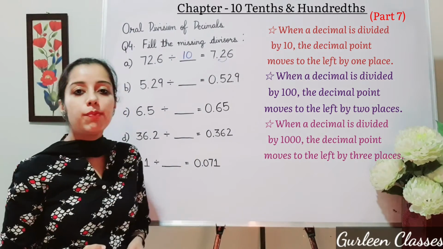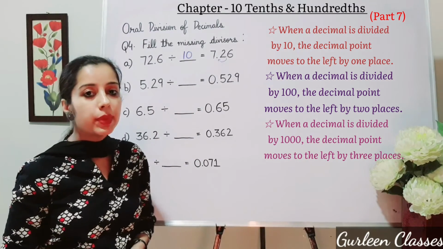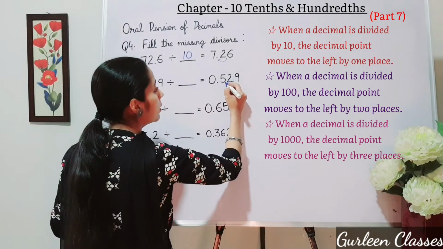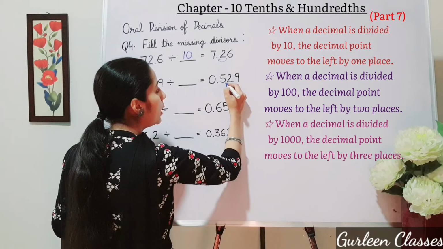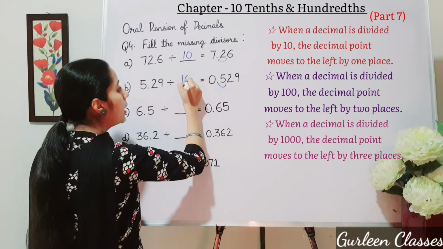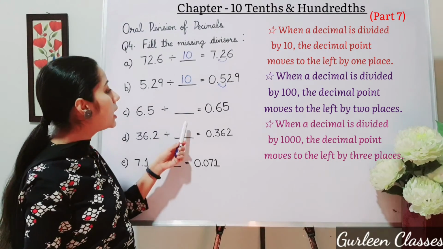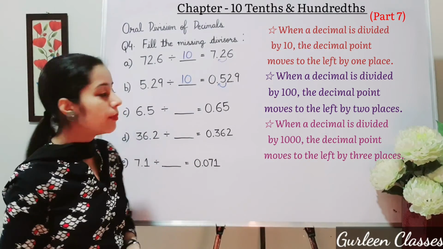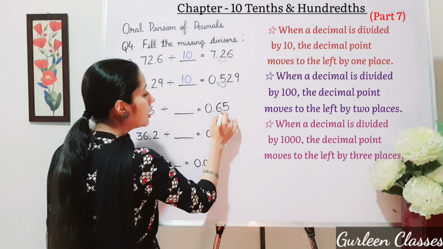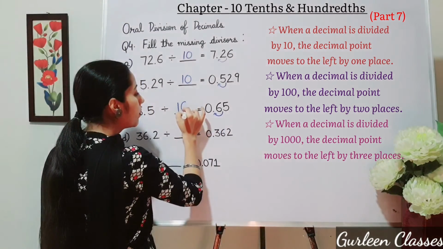Now B bar: 5.29 divided by dash is equal to 0.529. The decimal point was between 5 and 2. So it was here. We shifted the decimal point to the left by 1 digit. So for 1 digit, it will be divided by 10. Now C bar: 6.5 divided by dash is equal to 0.65. The decimal point was between 6 and 5. Here we shifted the decimal point to the left by 1 digit. It will be divided by 10.